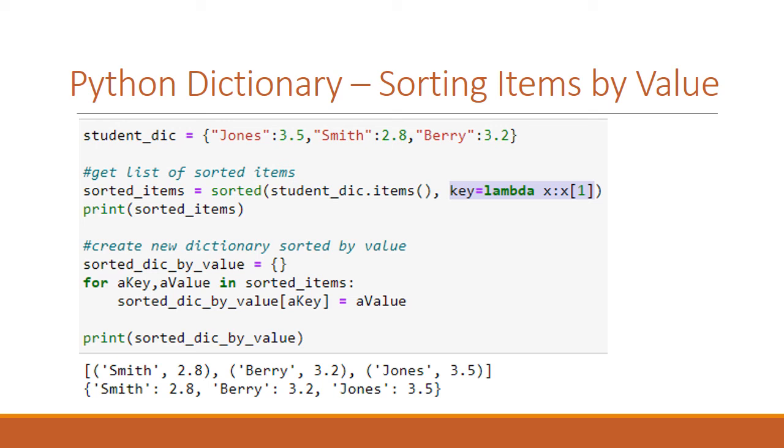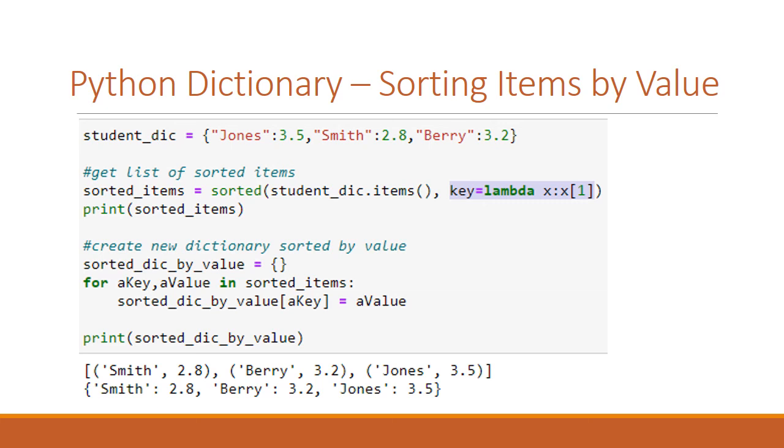So it's student_dic.items(). The second argument is something weird looking: key equals lambda x colon x[1]. And that's basically an anonymous function that says that we want our list sorted by the second value, or in other words, sorted by grade point average. So all you need to do is just keep this in mind and put it in your function call. This will return a list of items sorted by grade point average.